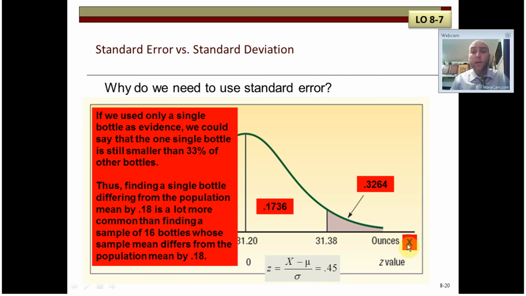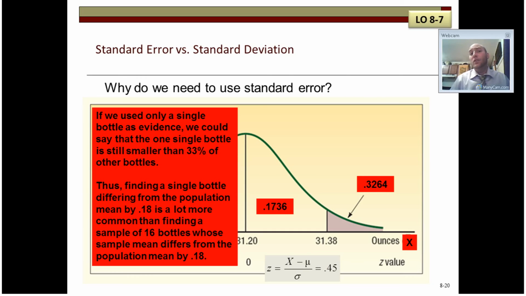We're no longer talking about the mean of 16 bottles. We're talking about the amount in a single bottle. Over here, this tail is no longer about 4%. This tail is more like 33%. Thus, finding a single bottle from the population that differs by 0.18 ounces is a lot more common than trying to find 16 bottles whose sample mean differs from the population by 0.18.